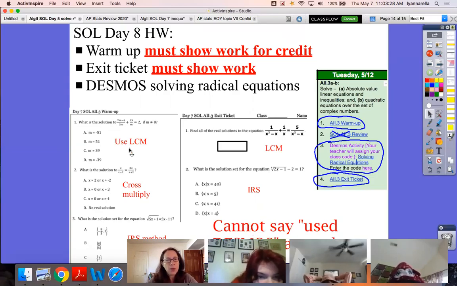So on the first problem, you have to use the LCM. On the second problem, you may cross multiply. On the third problem, this is a radical, you have to do the IRS. You have to isolate, raise to the index, solve. On this problem in the exit ticket, you have to do an LCM. You can see you're going to have to factor x squared minus x. On the second problem in the exit ticket, you have to use the IRS method and check. Don't forget to check, okay?